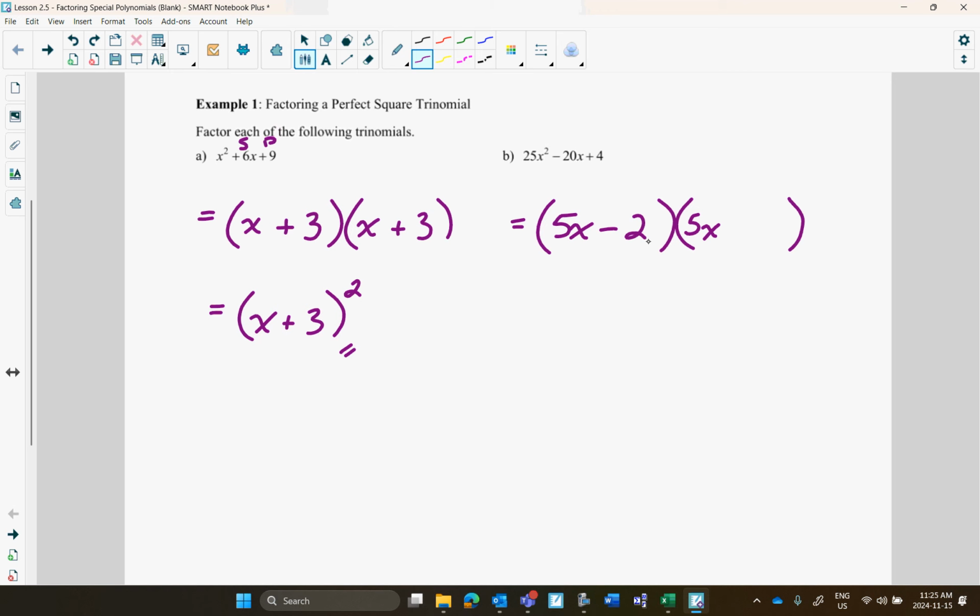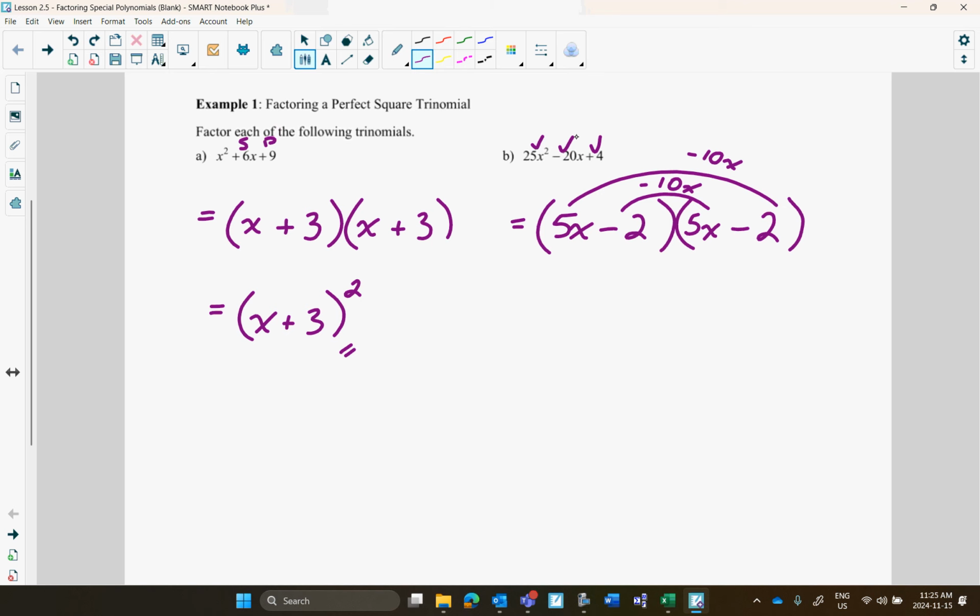Negative 2 times positive 2 is not positive 4. Negative 2 times negative 2. I know that these work. Now I have to check this, right? I have to do the rainbow. What's 5x times negative 2? Negative 10x. Inside, what's negative 2 times 5x? And when I put those together, I get? So I get it right.